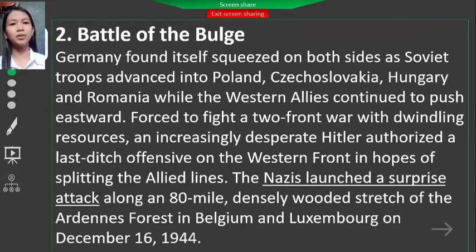Battle of the Bulge. Germany found itself squeezed on both sides as Soviet troops advanced into Poland, Czechoslovakia, Hungary, and Romania, while the Western Allies continued to push eastward, forced to fight a two-front war with dwindling resources. An increasingly desperate Hitler authorized a last-ditch offensive on the Western Front in hopes of splitting the Allied lines. The Nazis launched a surprise attack along an 80-mile, densely wooded stretch of the Ardennes forest in Belgium and Luxembourg on December 16, 1944.